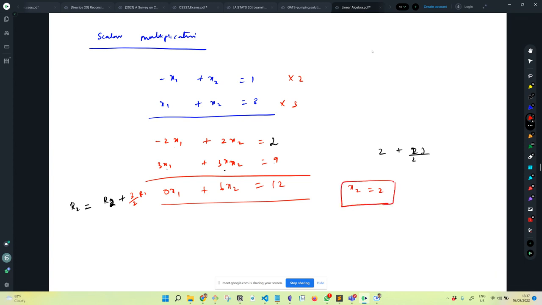Now do you see, I can multiply equations with any arbitrary scalar, but that scalar should not be equal to 0. You should not multiply with a 0 scalar, but you can multiply with any positive or negative number. Still, the system of linear equations will be consistent. By consistent, I mean you get the same solution. Is it okay?